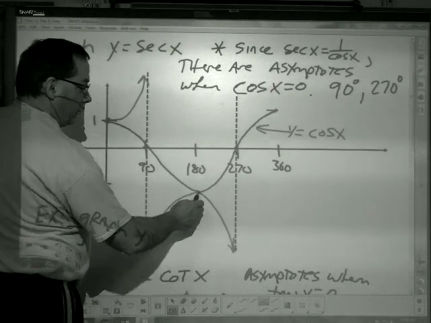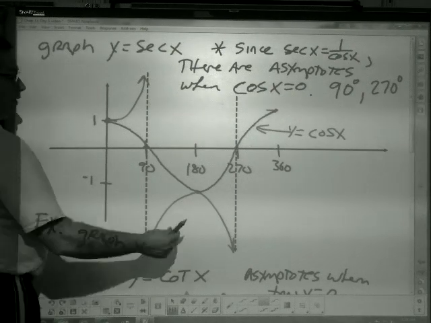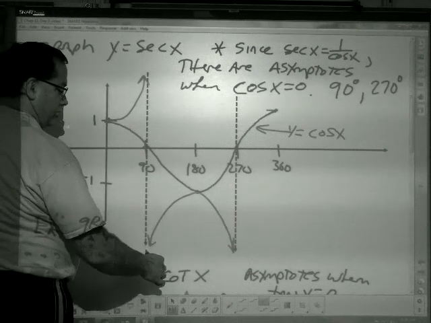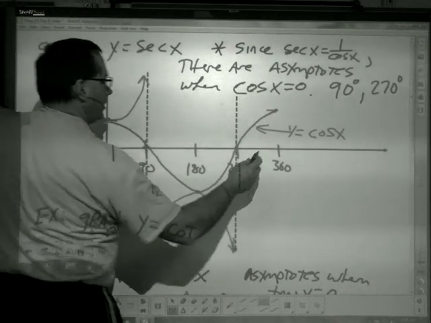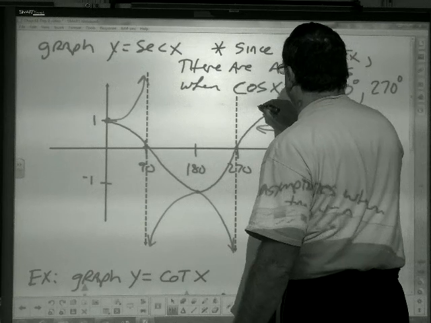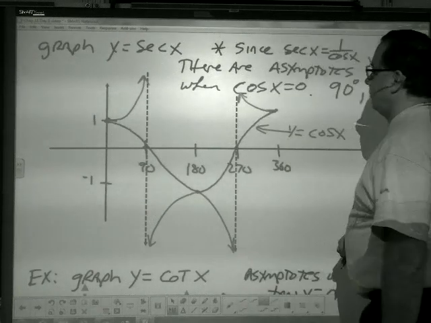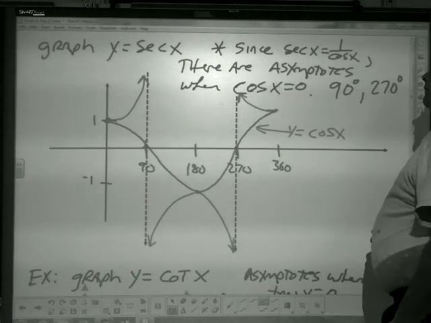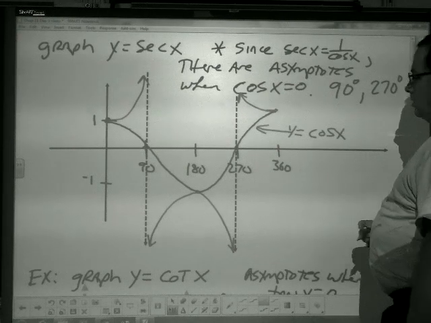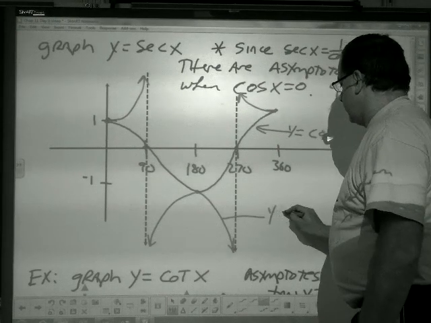Because 1 over -1 is -1. That's the most it can be. Otherwise, 1 over a decimal is actually a bigger negative number. And then up here, same thing. It will go back up again, but it will never touch this line. And that is the secant graph.